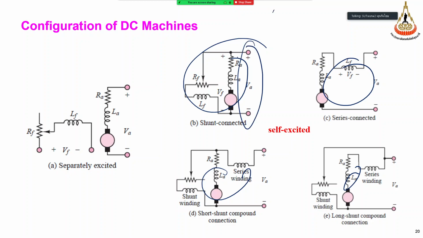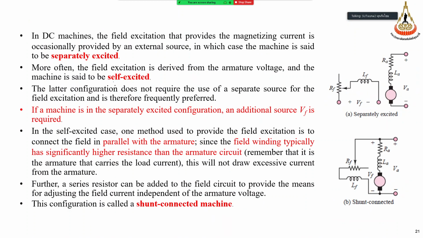If you connect the circuit together, whether shunt, series, or compound, and you have only a single electrical terminal supplying it, we call this type of machine a self excited machine. That means we connect the field winding with the armature winding. So we can analyze this machine as both self excited and separately excited.